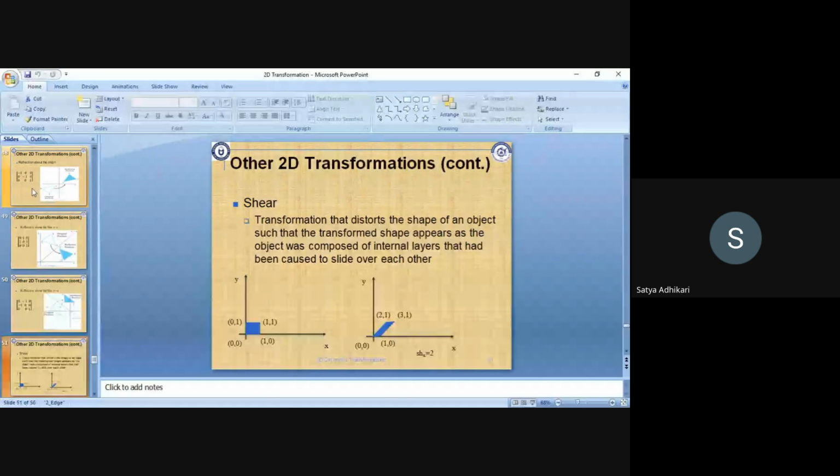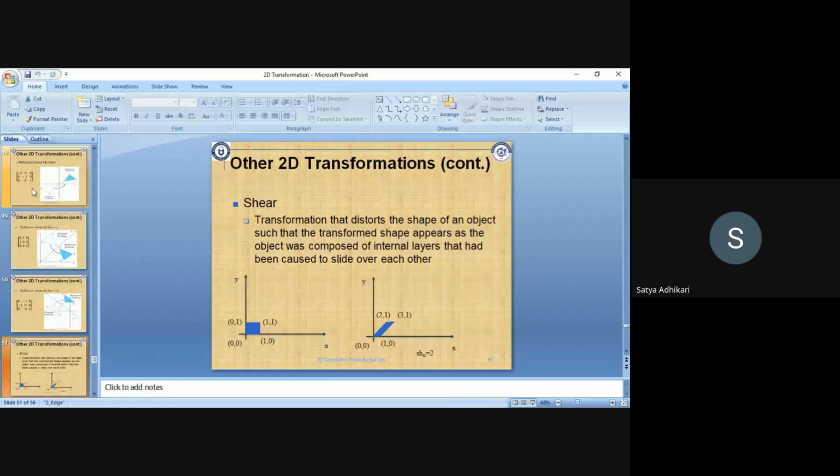So that the transformed shape appears as if the object was composed of internal layers that had been caused to slide over each other. You will be more clear, you see the image. You see there is a square in the first image. So after shearing, we will get a parallelogram. It looks like a parallelogram. Okay, so this is called shearing.